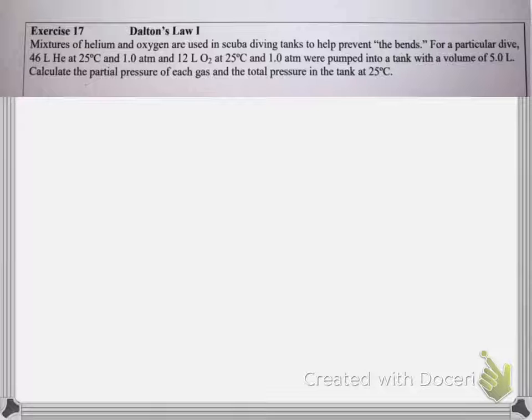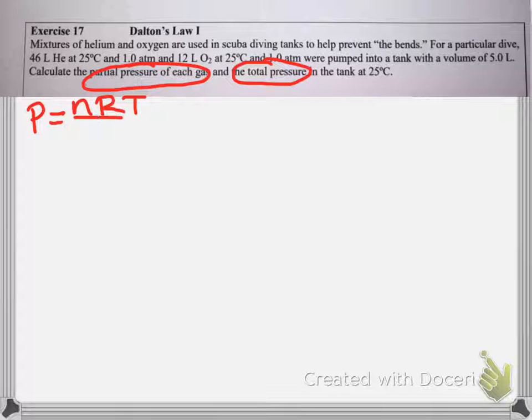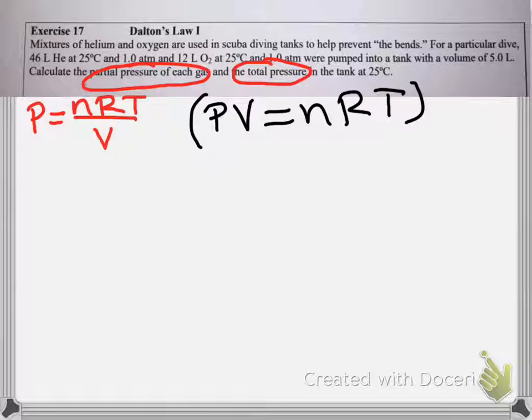Okay, so we are doing two things in this problem. First, we are going to calculate the total pressure in the tank, and then we will calculate the partial pressure of each gas. To get the total pressure in the tank, we do P equals nRT divided by V. That's our ideal gas law. If you don't recognize that, it comes from PV equals nRT. All I've done is divide volume on both sides, so I get pressure alone.